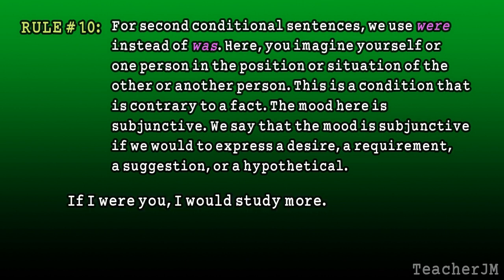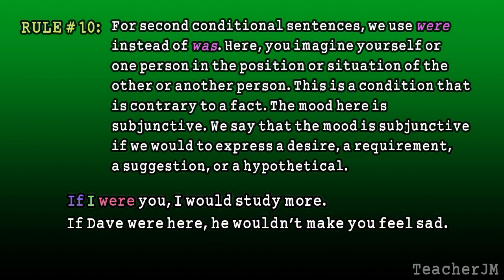Examples: If I were you, I would study more. Usually, we use was or am for I. However, this sentence expresses a condition. It falls under the second type of conditional sentences, and this is why we are using were as the verb. This has something to do with an expression of an impossibility.